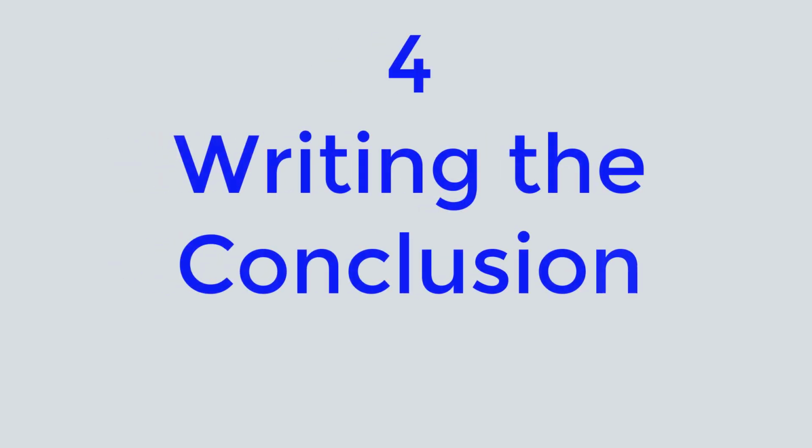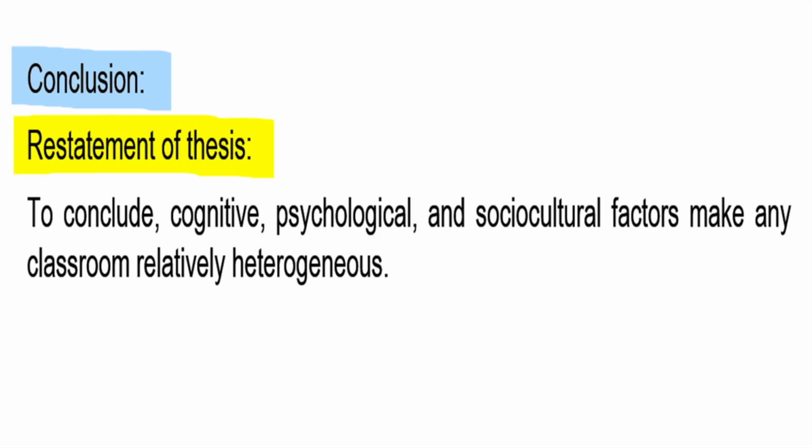We arrived at the last step of writing the answer, which is the conclusion. A conclusion starts with a restatement of the thesis. Conclusion, 1. Restatement of thesis: To conclude, cognitive, psychological, and sociocultural factors make any classroom relatively heterogeneous. Then a summary of main points. Remember, we have two major ideas.